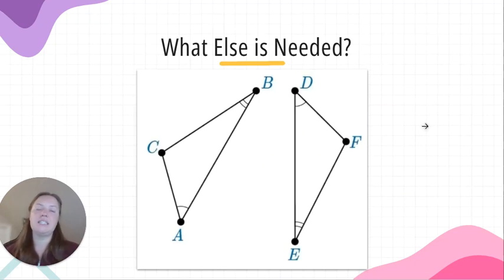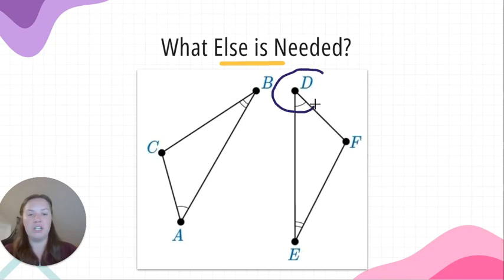What else is needed? This is going to be a question that you are asked regularly in all of our lessons. So in this case here, we have our triangle, which is actually labeled for us for both of our angles.